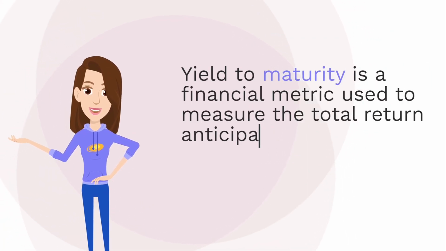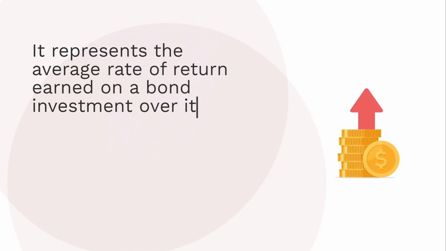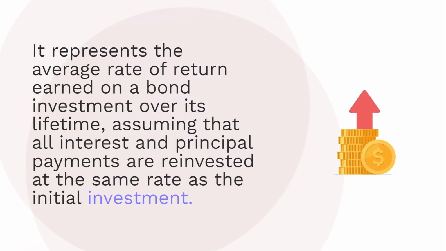Yield to maturity is a financial metric used to measure the total return anticipated on a bond investment if the bond is held until it matures. It represents the average rate of return earned on a bond investment over its lifetime, assuming that all interest and principal payments are reinvested at the same rate as the initial investment.